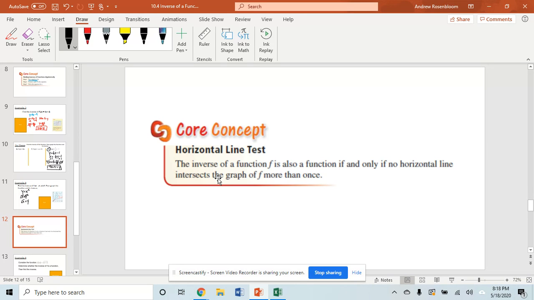We have this thing called the horizontal line test. The horizontal line test says that the inverse of a function f is also a function if and only if no horizontal line intersects the graph of f more than once. So remember, we had the vertical line test, which will tell you if something is a function. Now we have what's called the horizontal line test to determine if the inverse is a function.